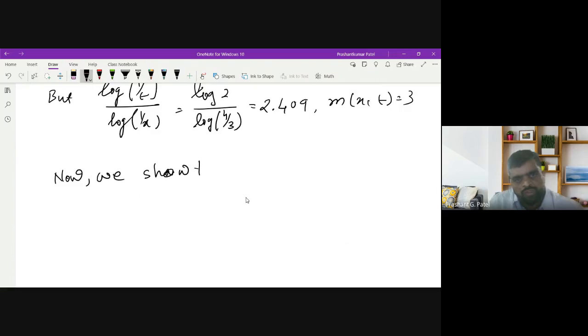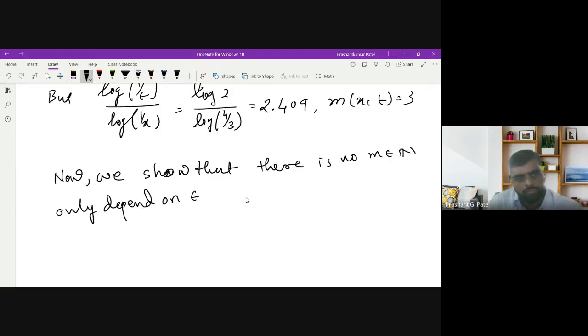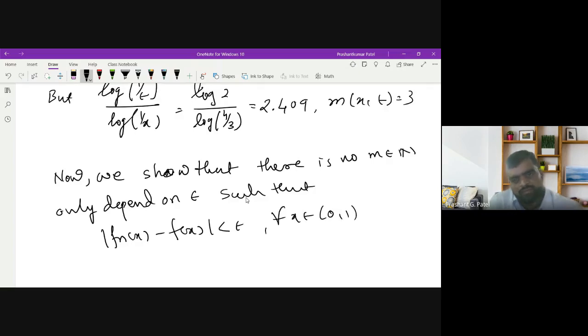Whatever the m you choose, now we will show that there is no m belonging to n, depending only on epsilon, such that mod of f n of x minus f x is less than epsilon for every x in this interval. So let us take epsilon to be 1 by 2.